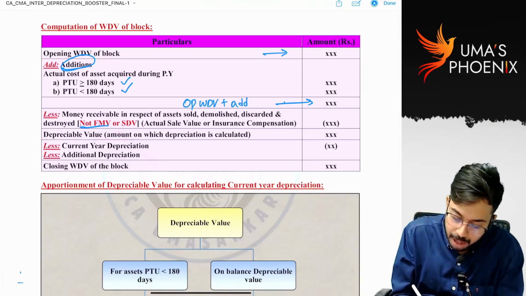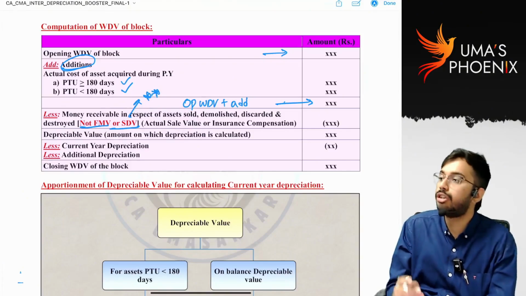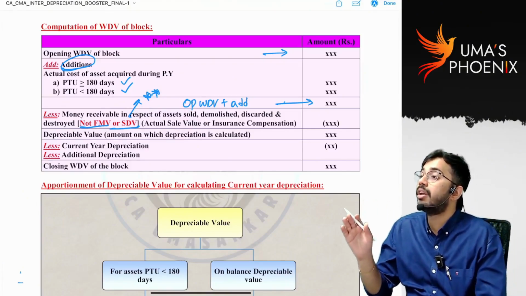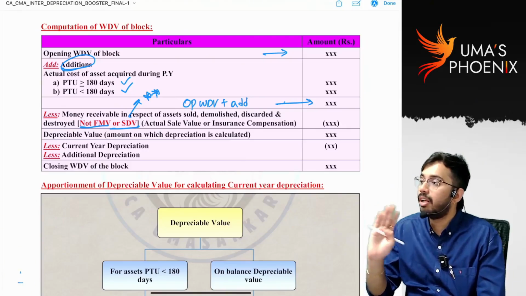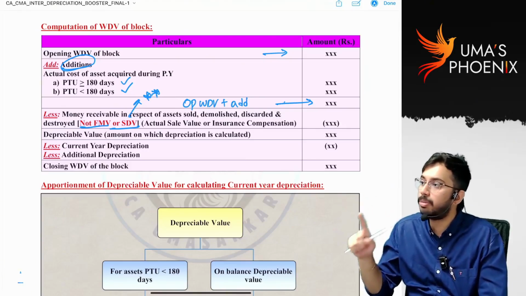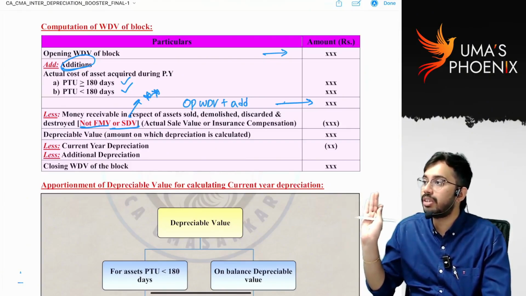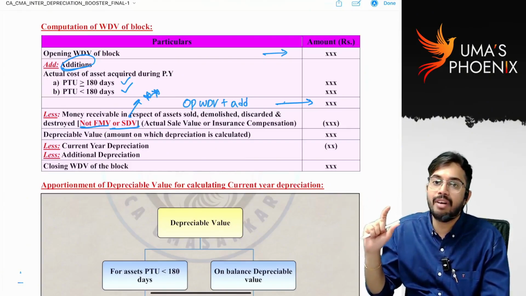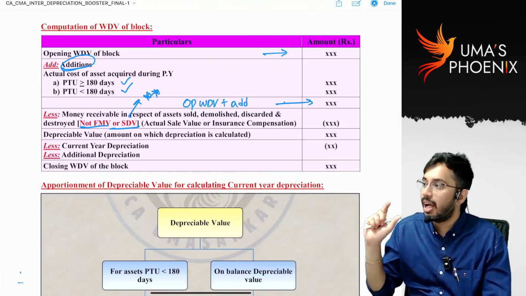So not fair market value or stamp duty value, very important. You should not reduce. Sometimes written down value will be reduced, book value will be reduced. Under accounts you can reduce book value. Under income tax you should not reduce book value, you have to reduce the sale value. So whenever any assets are sold, you need to reduce sale value of the assets sold.